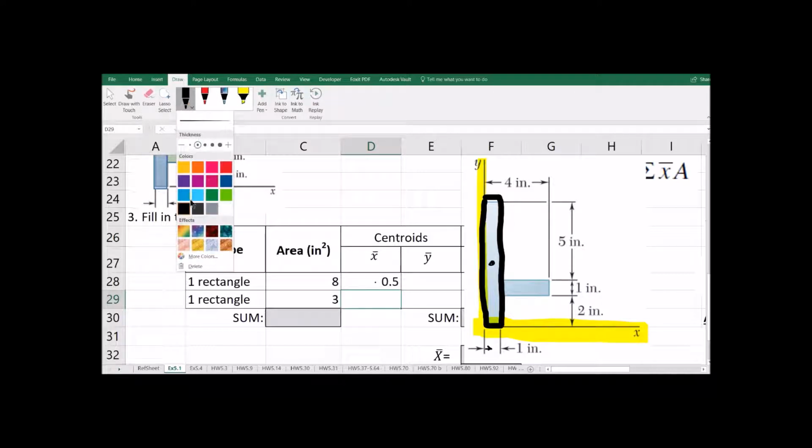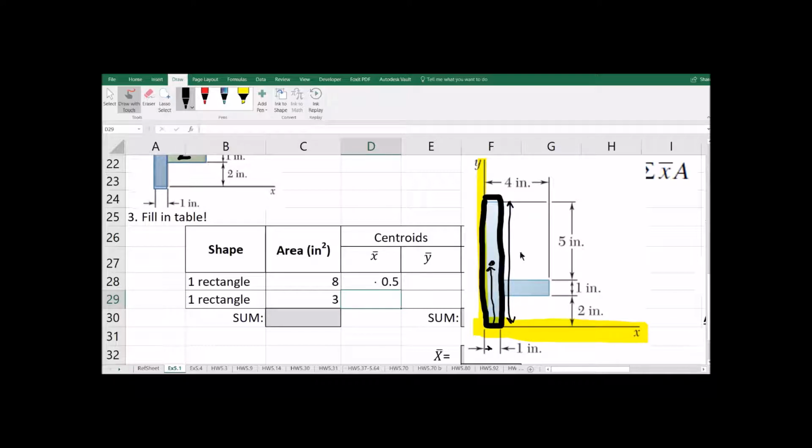And for the Y distance, we're going to go up halfway. So remember, the overall height of this is 5 plus 1 plus 2. This is 8. And so the overall height to the center of this rectangle is 4. So we're just finding the XY positions of the center of this rectangle. Then we can do that for our other chunk too.